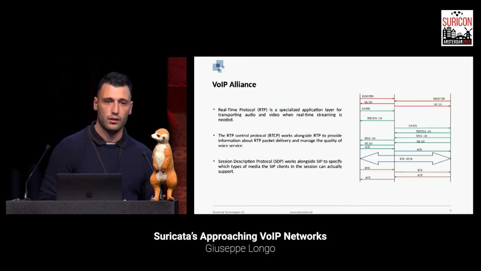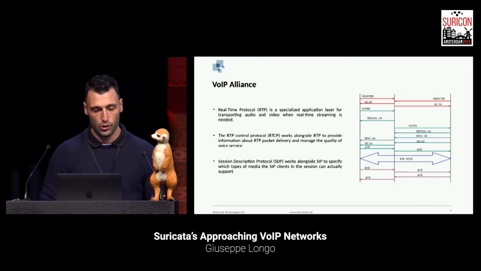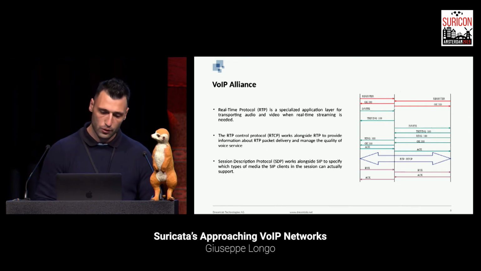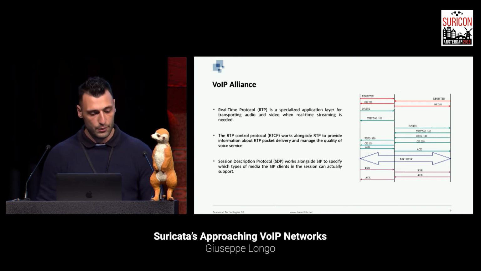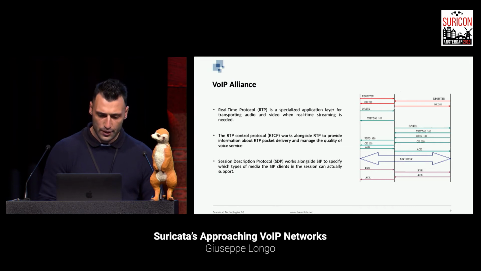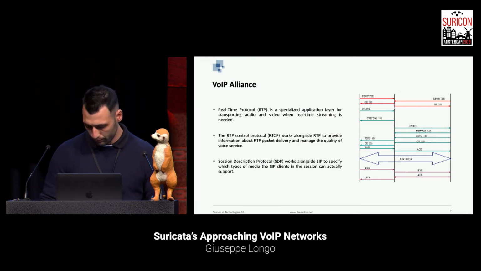And since SIP can't do the job by itself, it needs to work in conjunction with other protocols like the real-time transport protocol, which is a specialized application layer for transporting audio and video when real-time streaming is needed. The RTP control protocol works alongside RTP to provide information about RTP packet delivery and manage the quality of the voice service. And the session description protocol works alongside SIP to specify which types of media the SIP client session can actually support.